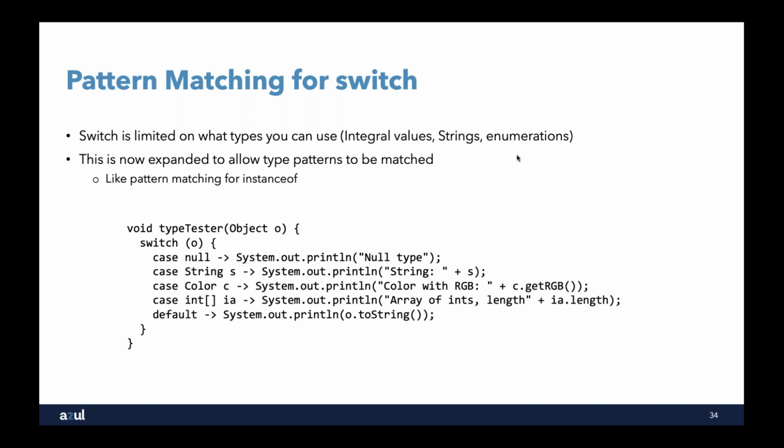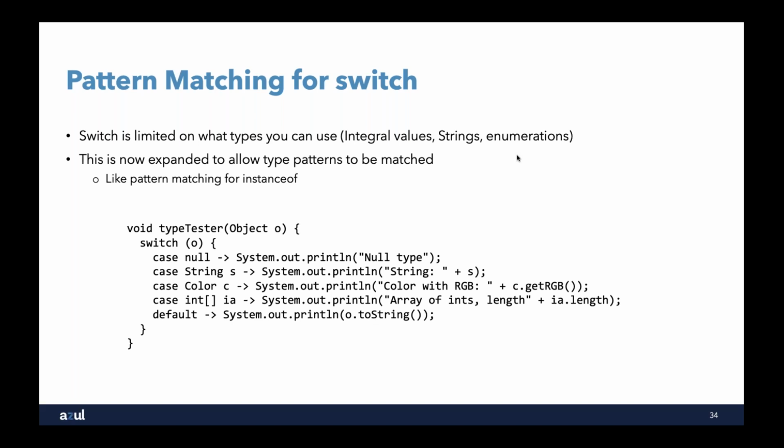As an example, I pass object O into my type tester method, and then I switch on O, and then I have a set of cases. Because I'm using a switch statement, I can actually use the newer syntax, even though it's not an expression. I can use the syntax for a statement as well. So here I can say, in the case of a null, print out it's a null type. Null is one of those special things. It's essentially an instance of all types. So we'll match null and say it's a null type.